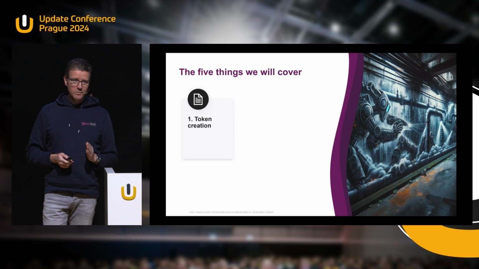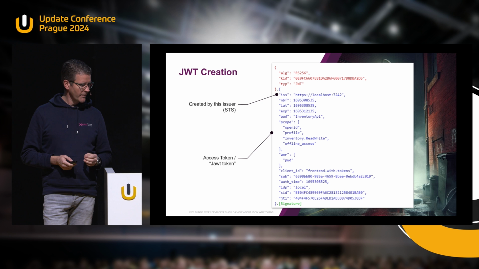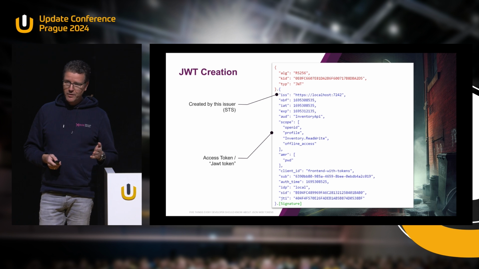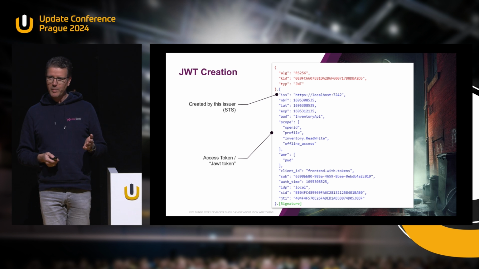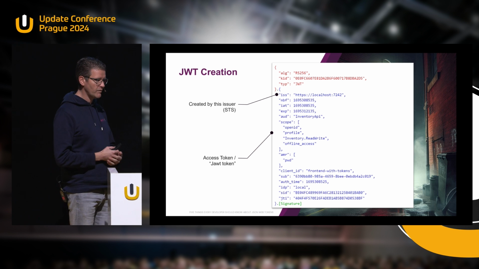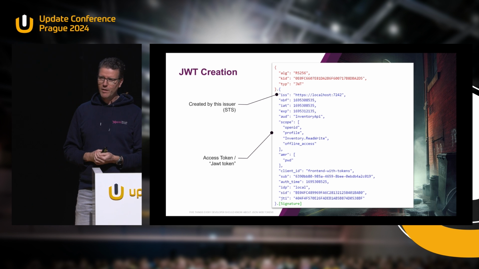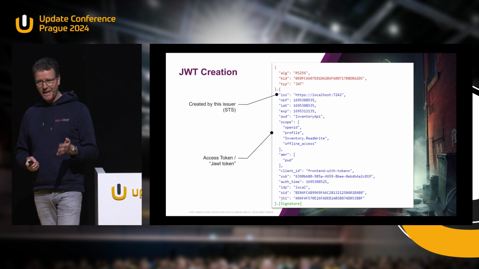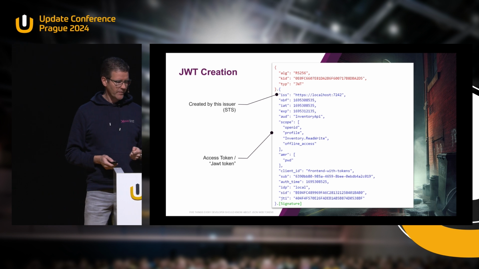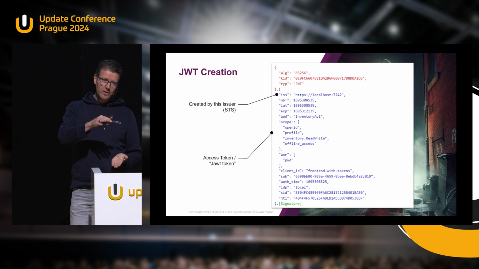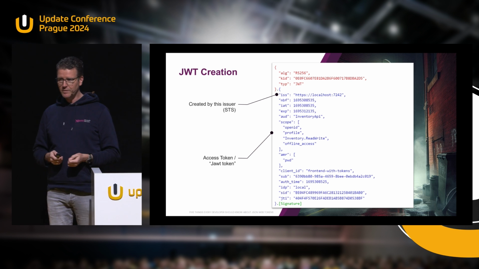Let's zoom in to token creation first. This is that JWT token again. And you can see it has these key value pairs in it. And one of those key value pairs is the ISS one on top. And this means this is the issuer of the token, or where it has been forged or created. And if you look at this token, this is what we call an access token, or a JWT token.